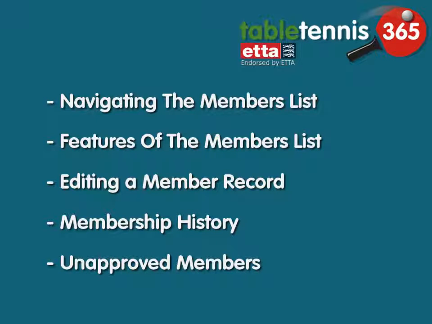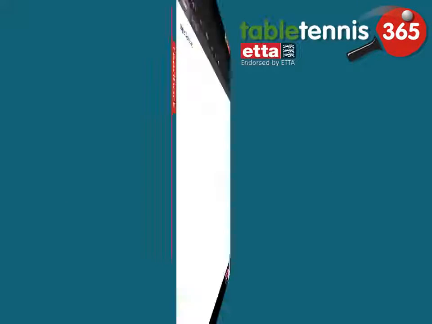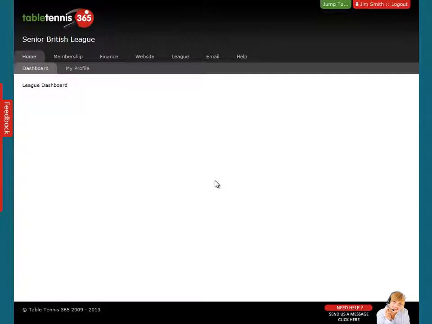For the purpose of this video we will be using the membership database from the Senior British League, so let's get started. Once we have logged into the administration system, we select Membership from the menu. Notice the sub-menu options. We will discuss each of these tabs in this and other tutorial videos. First, let's take a look at Current.